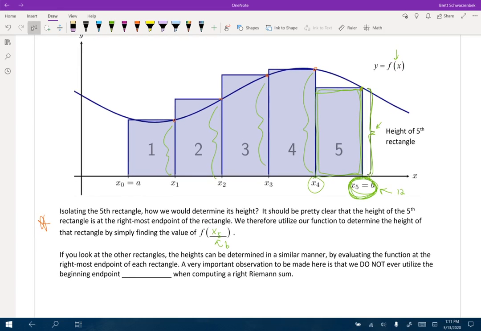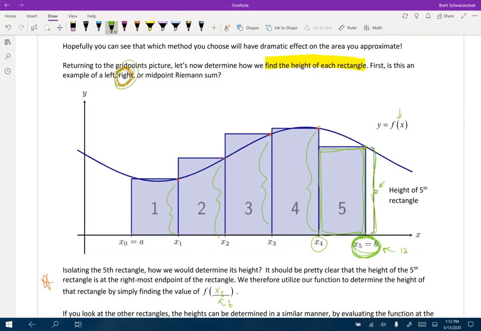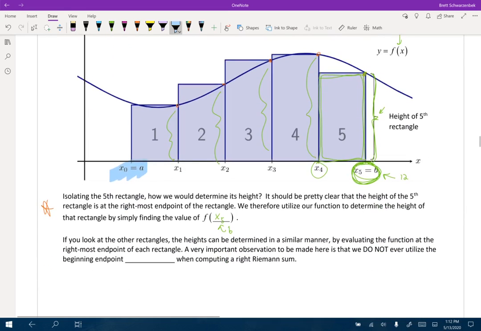But the key thing here is, which endpoint don't we ever actually utilize in order to find a height in a right Riemann sum? Clearly this one right here is never being used. That is the case in any type of right Riemann sum: we never use the left endpoint to find a height in that figure. That is a big deal and something you have to be able to know.